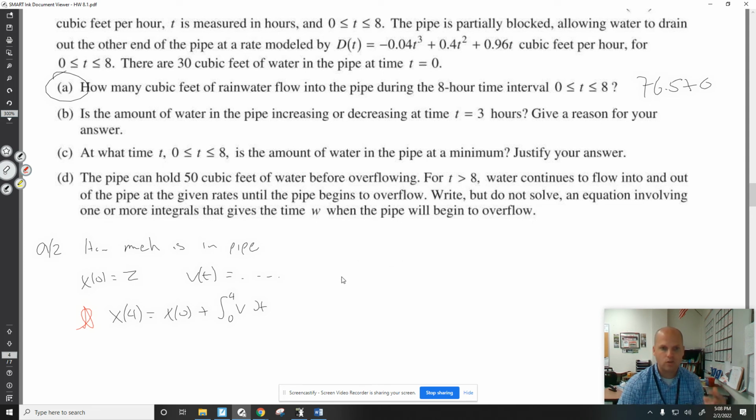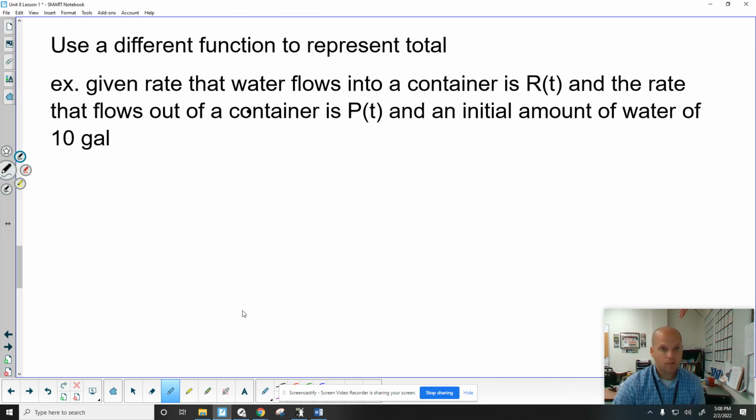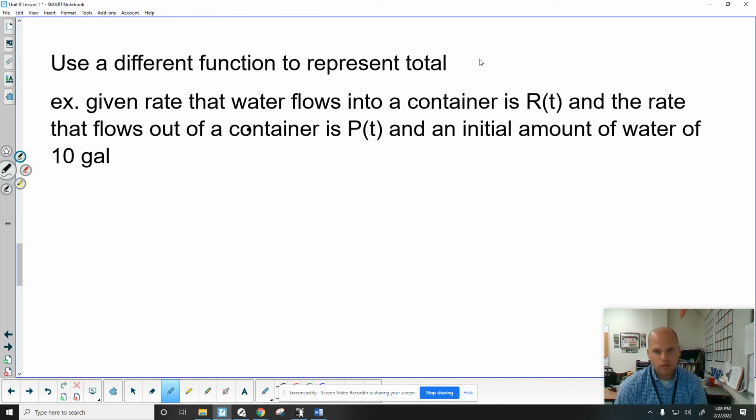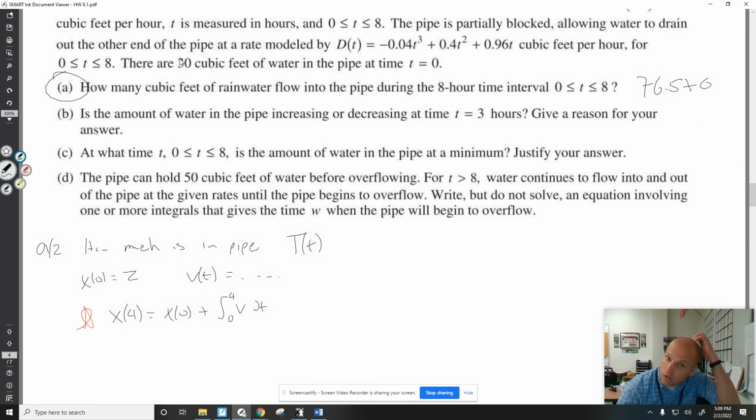Now I'm going to incorporate this new function. I'm going to say we've got T of t. Capital T stands for total. Think of it as like a big X, like a position. This is what I'm going to represent the overall amount. Now, what do I need? An initial amount. That's like my T of 0, or this 10 gallons, or over here in the question, there's 30 cubic feet of water at time 0. So my initial amount is 30.